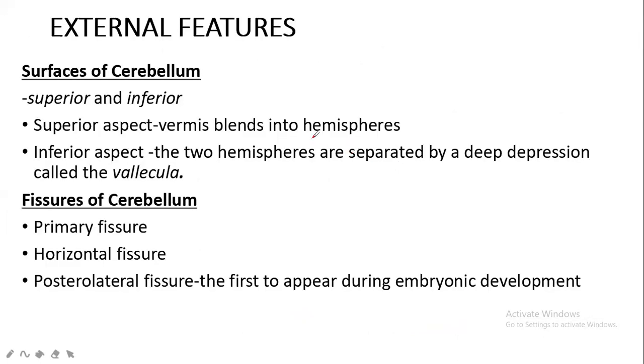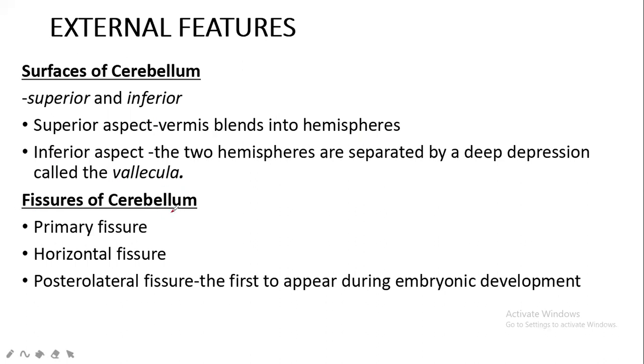Now, the external features of the cerebellum: we have the superior and inferior surfaces. On the superior aspect of the cerebellum, the vermis blends into the hemispheres. And remember, we said the vermis divides the cerebellum into two hemispheres. Then on the inferior surface, the two hemispheres are separated by a deep depression that we call the vallecula. So on the superior surface, the vermis is almost at the same level as the hemispheres, but on the inferior surface, there's a depression at the point where we see the vermis. That is called the vallecula cerebelli.